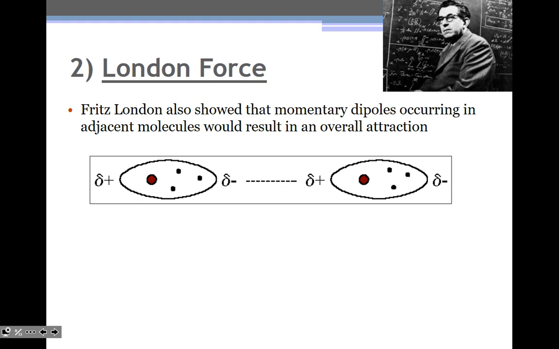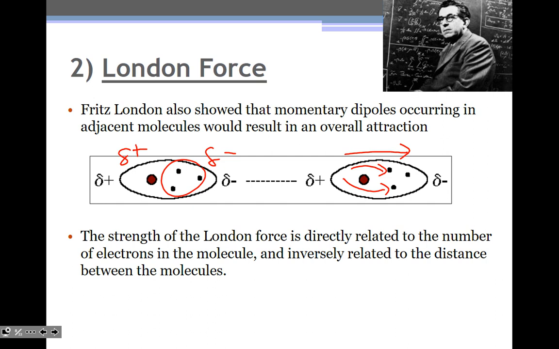So Fritz London also showed that momentary dipoles occurring in adjacent molecules would result in an overall attraction. So here we have an uneven distribution of lithium. This is now a negative side, right? Because a negative plus a negative repel, the electrons of an adjacent molecule are going to be whisked away somewhere else, causing another momentary dipole.